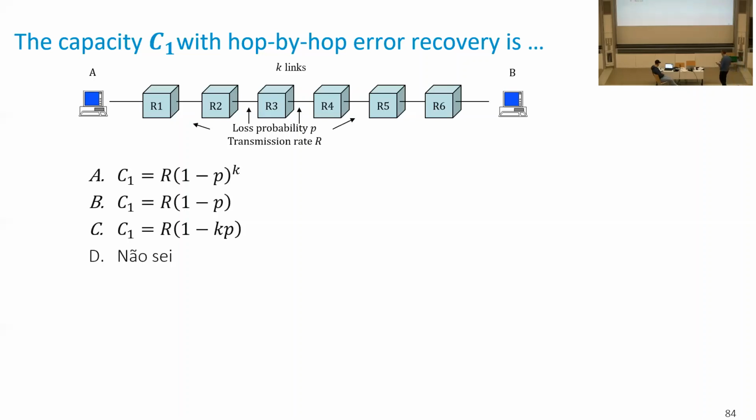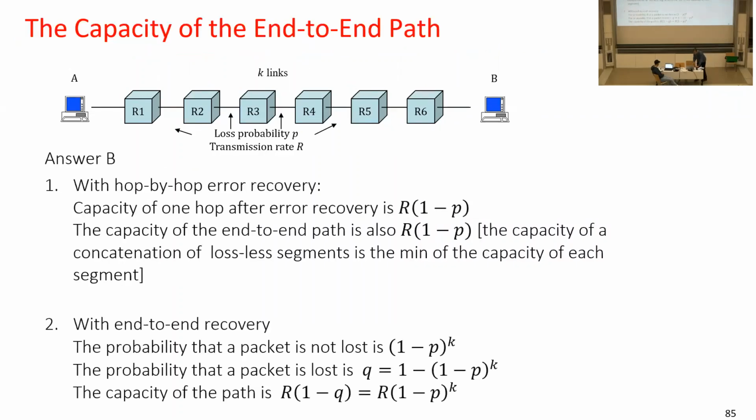The majority says A, which is not true. A would be correct if we don't have local repair by hop. It's exactly the opposite. If we do hop by hop error recovery, that means if a packet is lost between R1 and R2, R1 will retransmit it. And same thing, if a packet is lost between R2 and R3, R2 will retransmit it.